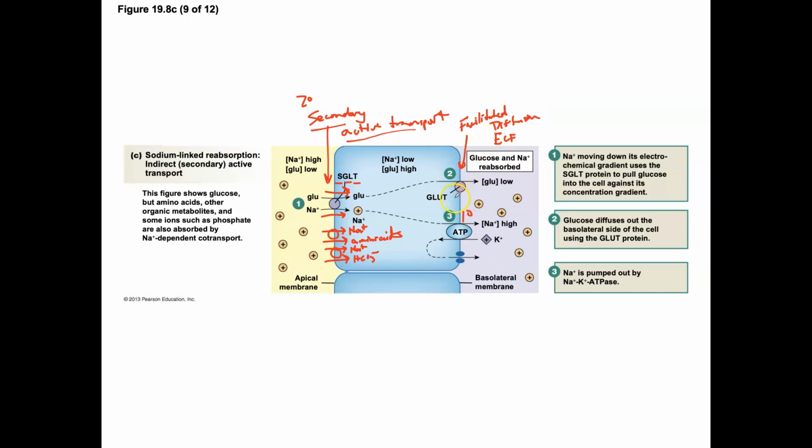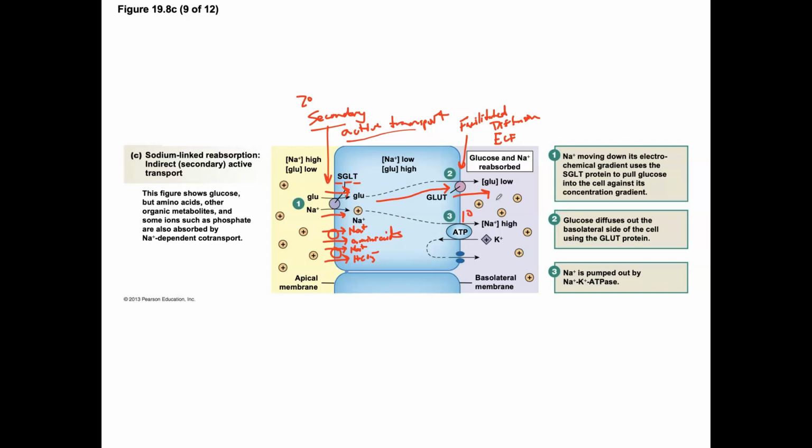So again, this is just one example showing you the glucose that came into the epithelial cell. And then here we have a glucose facilitated diffusion protein that's allowing glucose to enter into the extracellular fluid. And so now we have reabsorption of glucose. But we could do this with amino acids. We could do this with other ions, other metabolites, and we are reabsorbing those into the extracellular fluid.